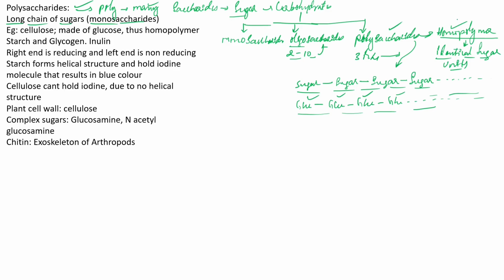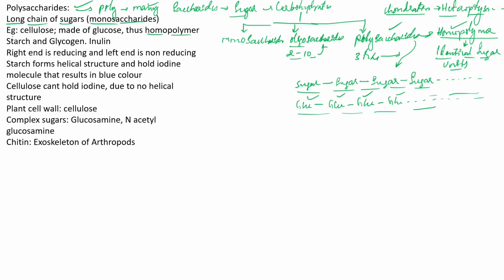It doesn't mean that you don't find any heteropolymers or heteropolysaccharides. You do find them. If you have to give an example for a heteropolysaccharide, we have chondroitin. Chondroitin is an example of a heteropolysaccharide. It is made up of different units of sugars. It is not made up of single identical monosaccharides, right? So thus we can say that polysaccharides are mainly homopolymeric in nature.